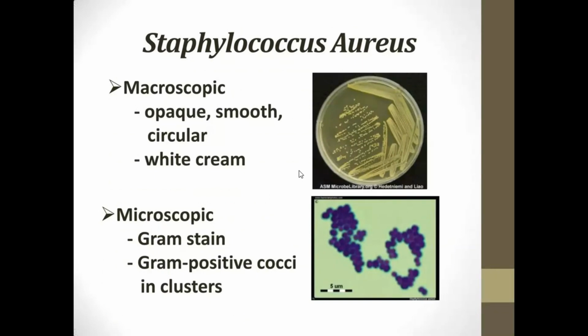Now, as you all know, what are the morphological characteristics of Staphylococcus aureus? When you grow Staphylococcus aureus on any general purpose medium, you will find that they grow as circular smooth colonies. The colonies are cream white in color, and on microscopic observation, these appear as gram positive cocci, in bunches or clusters.